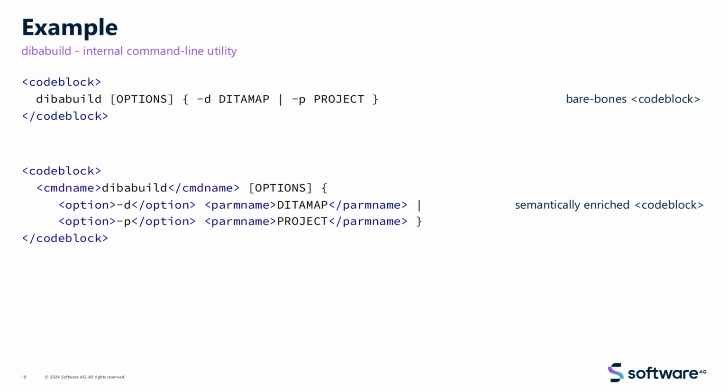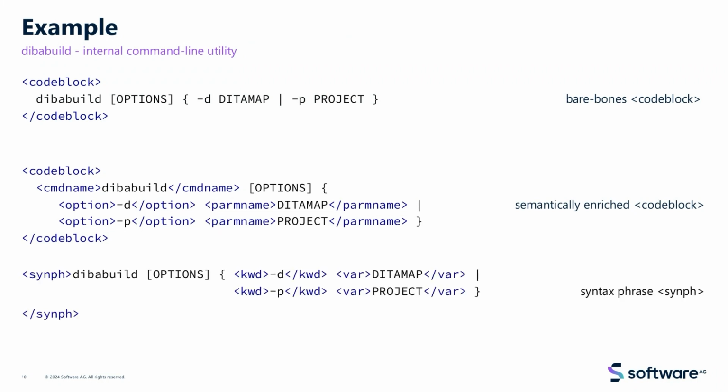DITA constructs around it, like command name, option, or parameter name, to add some semantics in here. Or you could go ahead and use a syntax phrase, the synph element, and that is taken from the syntax diagram domain. There you can see that you have different elements, as I just showed in the table, and you have seen all the elements and memorized them already, so you know KWD stands for keyword, and there is a variable. So these are already three different ways of trying to come up with something in DITA.